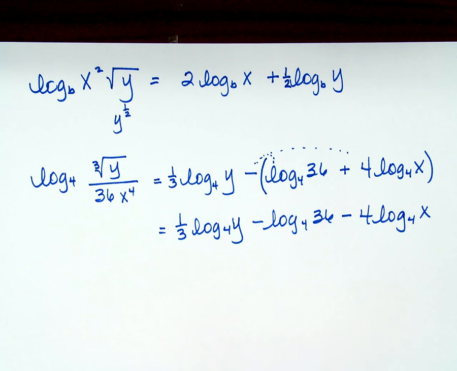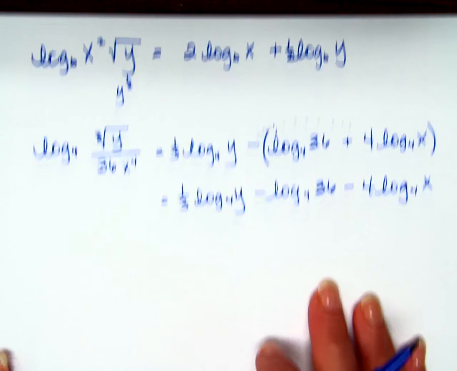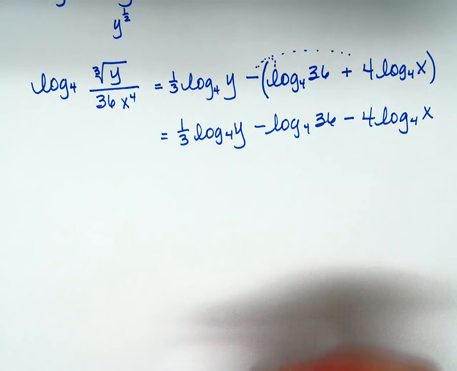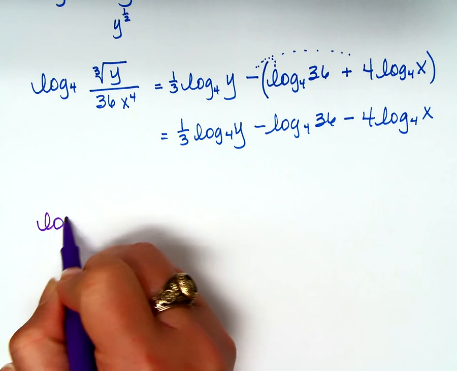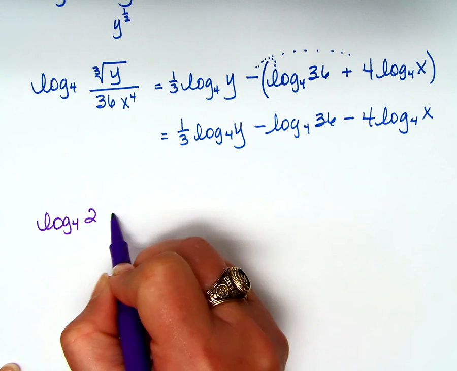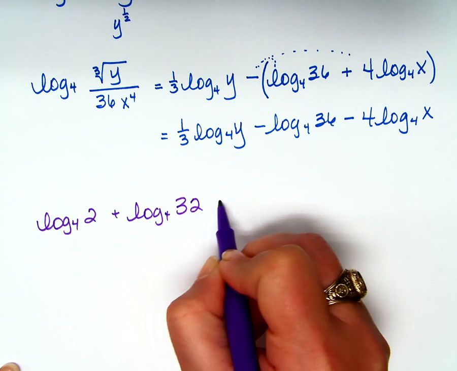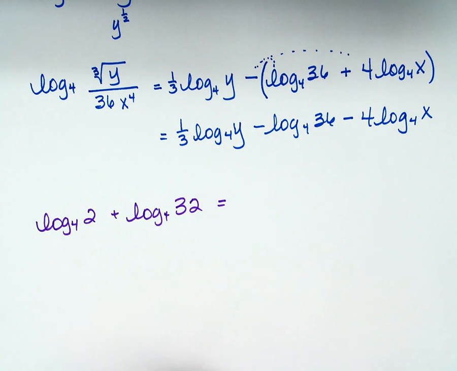Can we go backwards? Can you condense? Well, let's try it, right? Log base 4 of 2 plus log base 4 of 32. What's that going to equal?